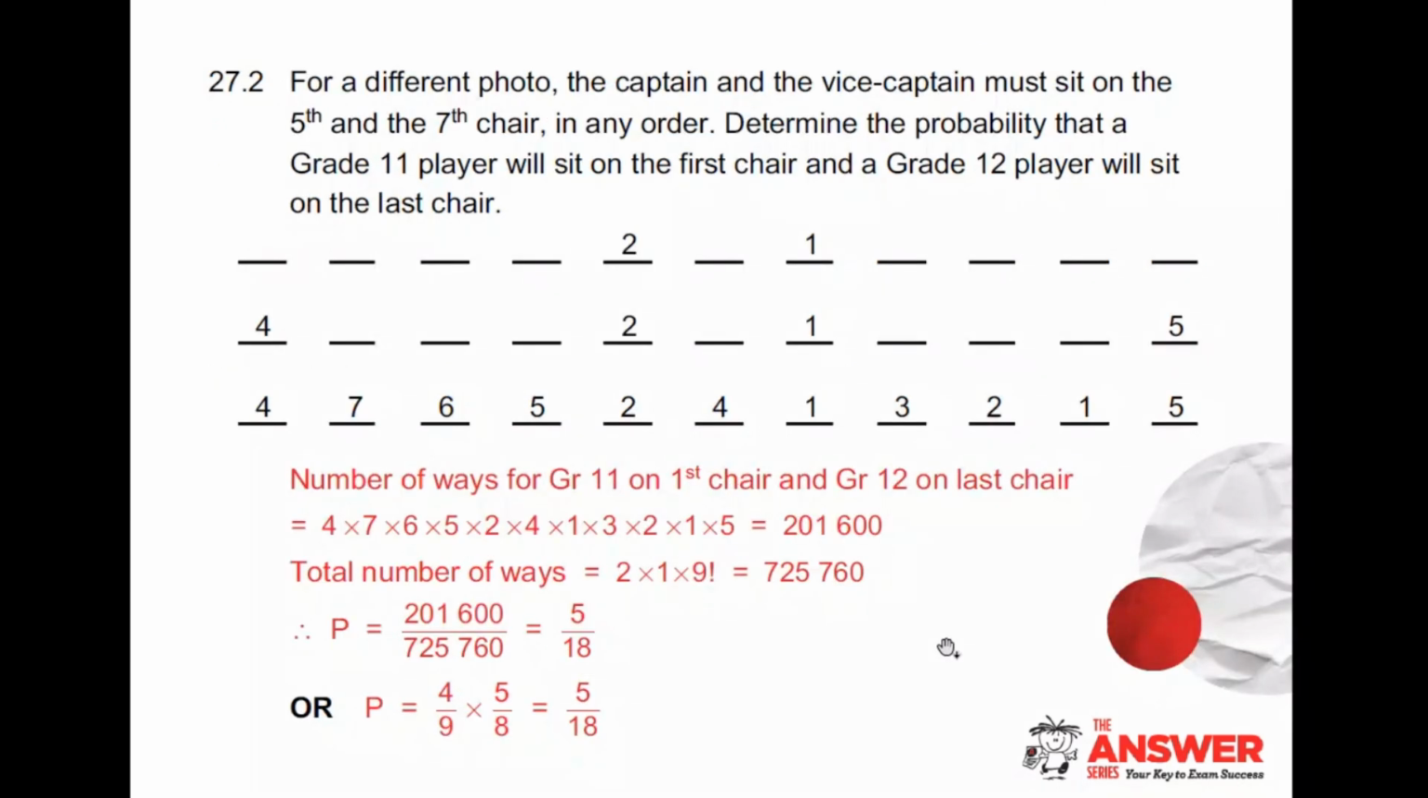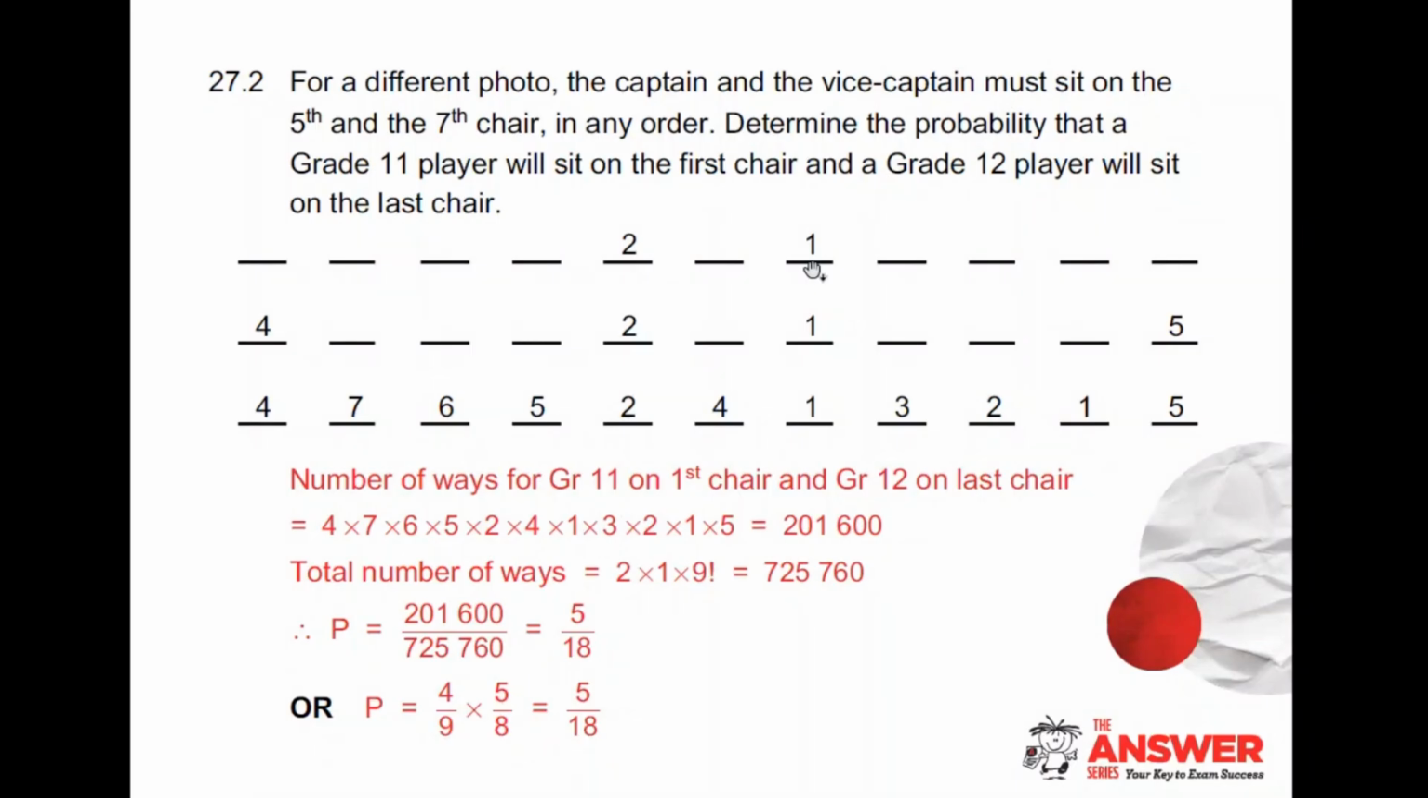Okay, 27.2. The captain and the vice captain must sit on the 5th and 7th chair in any order. They have to sit there. That's fixed. Now you're going to determine some probability. So captain and vice captain must sit on the 5th and 7th chair. Fixed. Can't change that. So they're my 11 chairs. How many can go on the 5th chair? 2. It's either the captain or the vice captain. How many can go on the 7th chair? 1, because whoever's on the 5th chair obviously can't sit in the 7th chair as well.